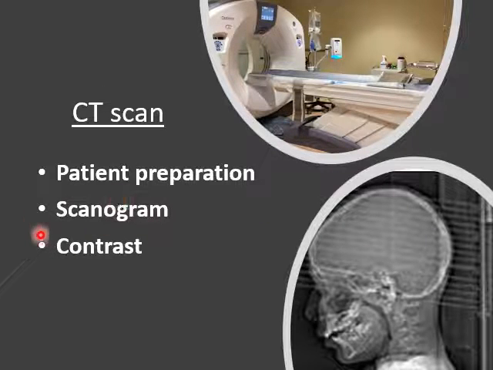The second item is the scanogram. This is a picture of the scanogram. The scanogram starts from the base of the skull, like here, and then advances every 1 centimeter in adults and 7 millimeters in children, and these cuts are shown in the CT scan.